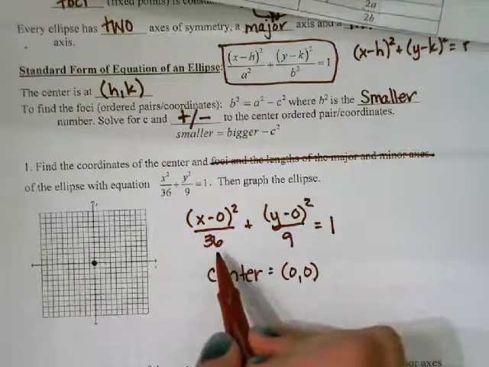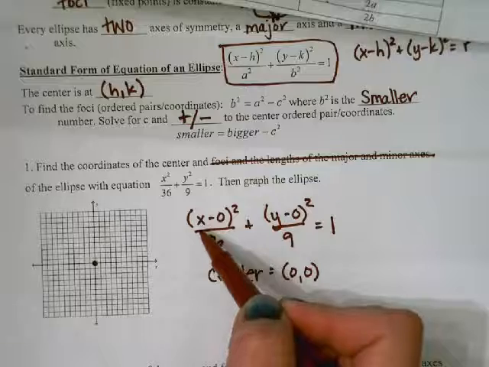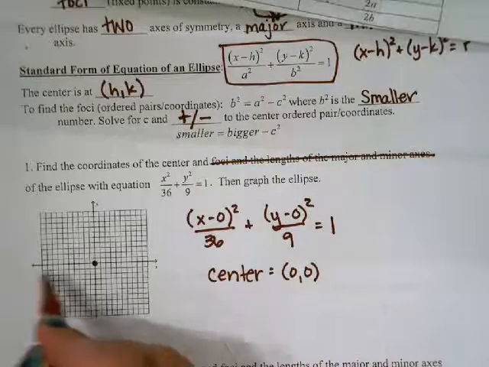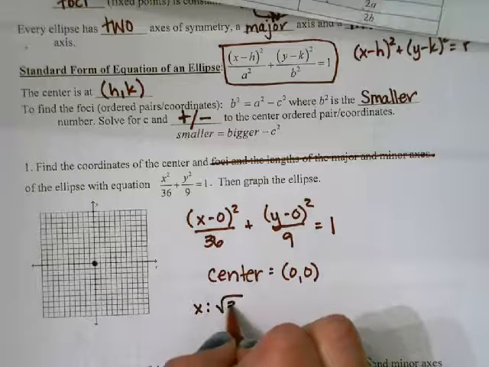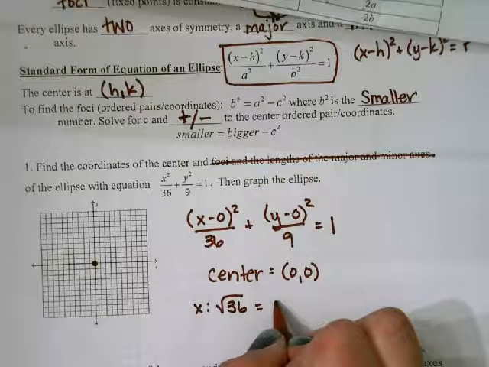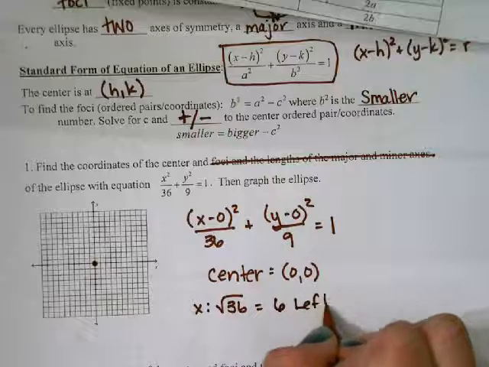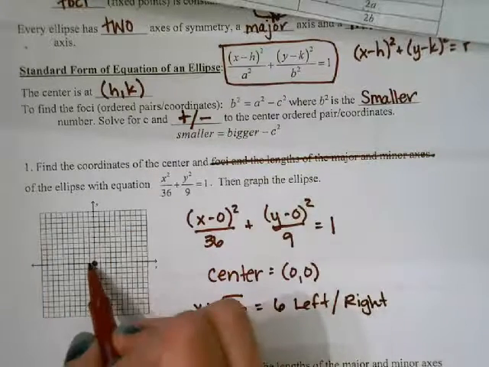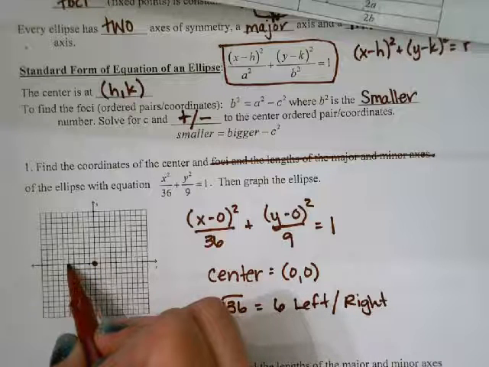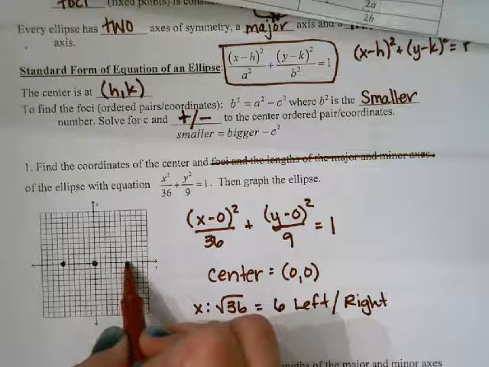The denominators tell me how far to go when I'm graphing this guy. So under the x, in the x direction, I'm going to go the square root of 36. The square root of 36 is 6. So I'm going to go 6 units to the left, 6 units to the right when I sketch it. 1, 2, 3, 4, 5, 6. 1, 2, 3, 4, 5, 6.